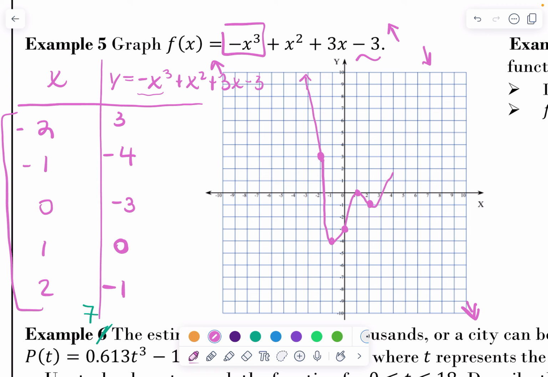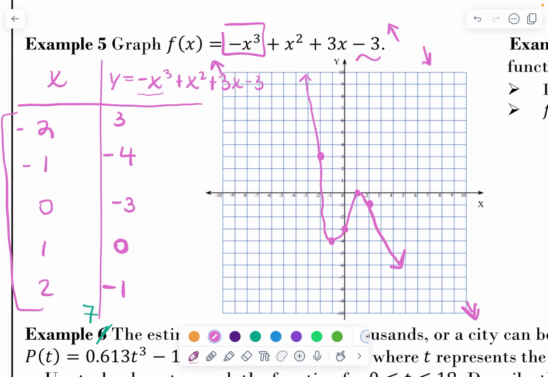I'm not going to shoot back up, right? Because I know my end behavior is going towards negative infinity. So what I'm going to do is have my arrow. I continue on connecting my points. And then I know my arrow is going downwards because of my end behavior. And that is a rough sketch going by hand for a polynomial. Okay?